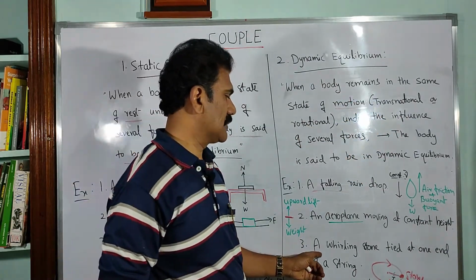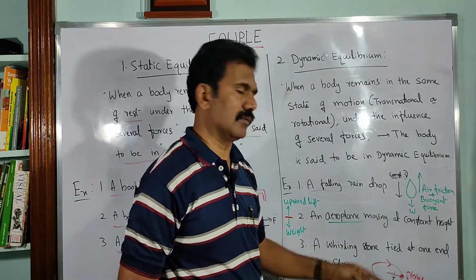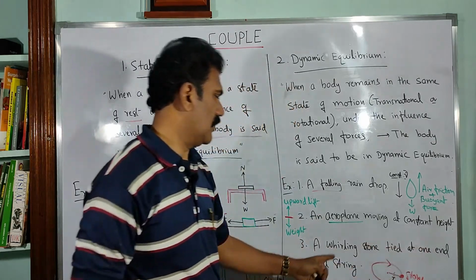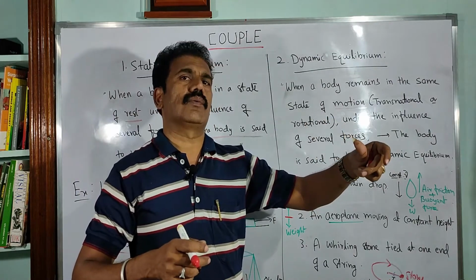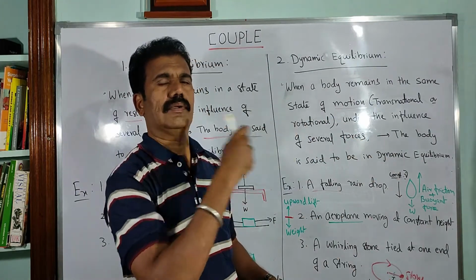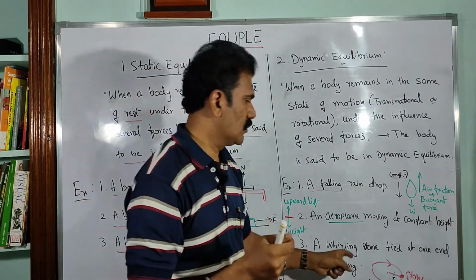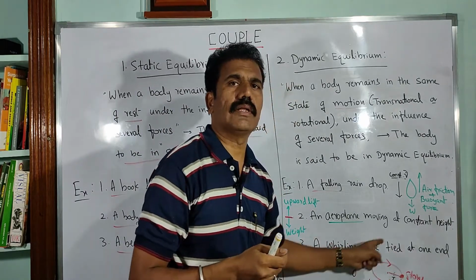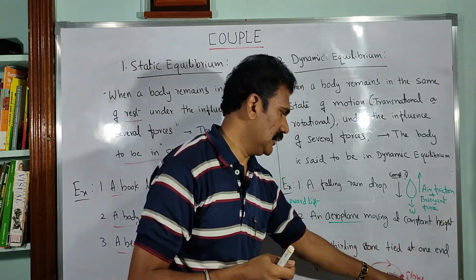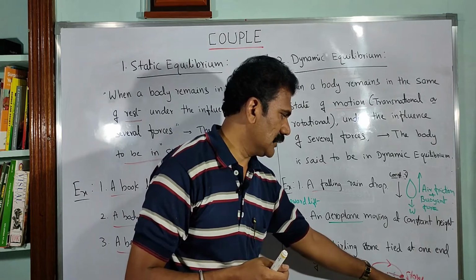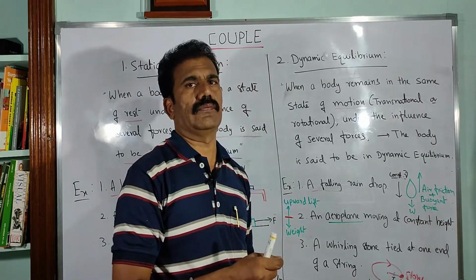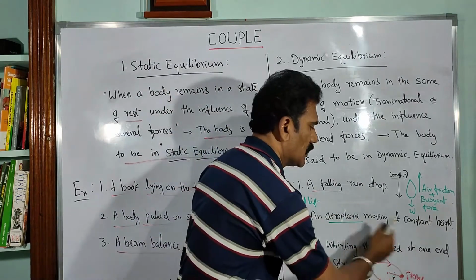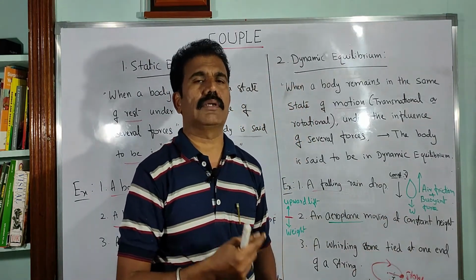Similarly, another example you consider is a whirling stone tied at one end of a string. Just consider a string, tie a stone at one end and whirl it. So what happens? It is moving in a circular path, right? With constant velocity it is moving in the circular path. Here is the stone. The tension created in the string gives the required centripetal force so that the stone is moving in the circular path with constant velocity.